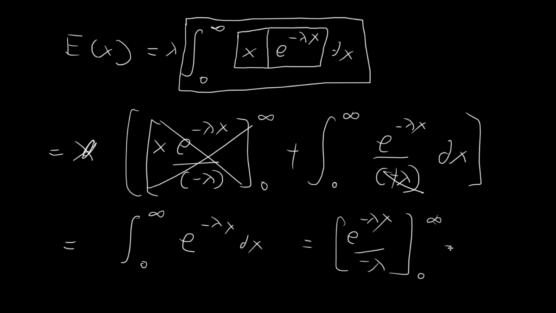So e to the power of negative infinity, that's just equal to 0. And then we subtract this by e to the power of 0, which is just equal to 1, divided by negative lambda. And so we get 1 over lambda, and this is the expected value that we're looking for.